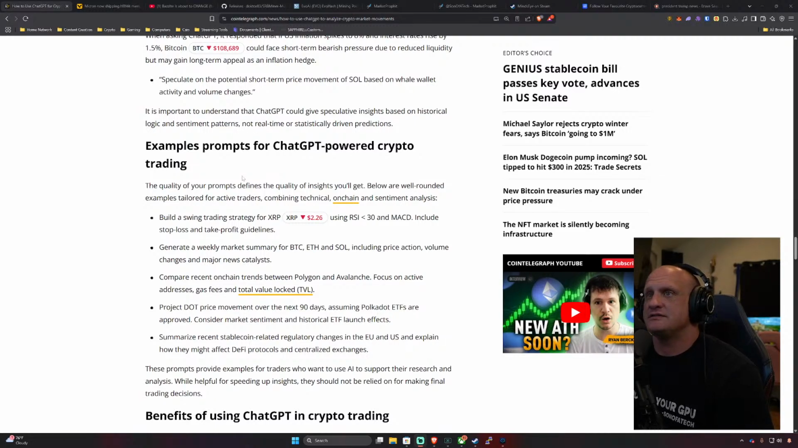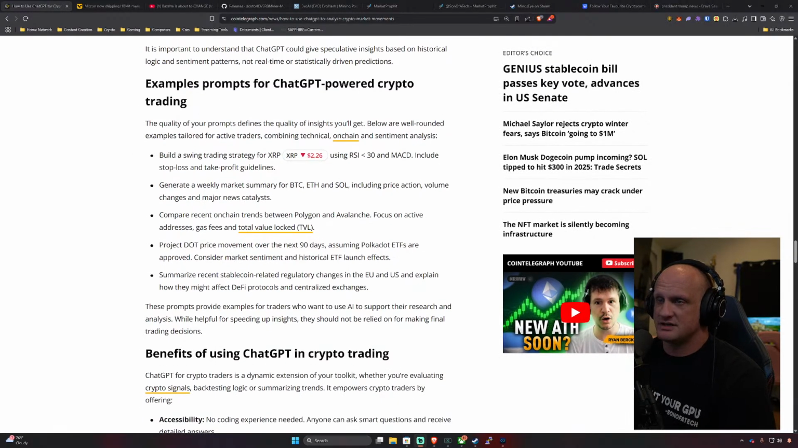So it gives you some well-rounded, tailored activities for traders, technical analysis, on-chain sentiment, etc. So just an example would be: generate a weekly summary for Bitcoin, ETH, and Solana, including price action, volume changes, and major news catalysts.